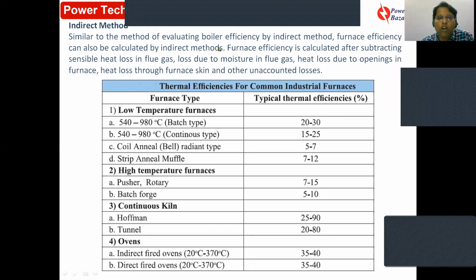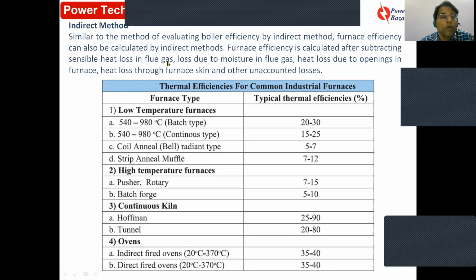Now, we have already discussed the evaluation of boiler efficiency by indirect method. The furnace efficiency evaluation by indirect method is also similar to that of boiler. What we have to do here is calculate all the losses which are happening in the furnace, and after that we have to subtract those losses from 100% to evaluate the efficiency. Now, in that case, what we are supposed to know is, what are the losses in the furnace?